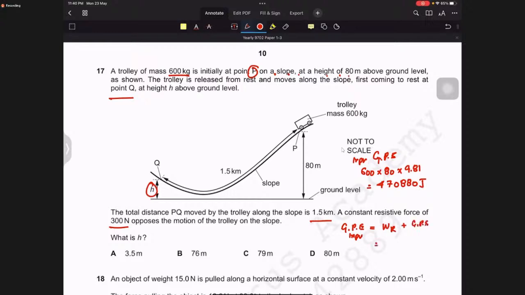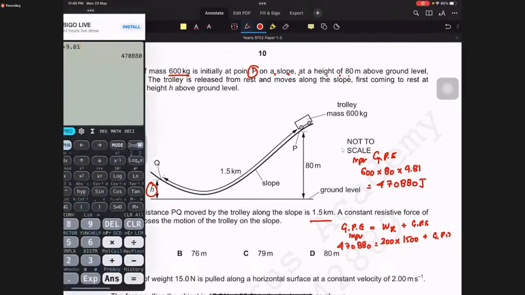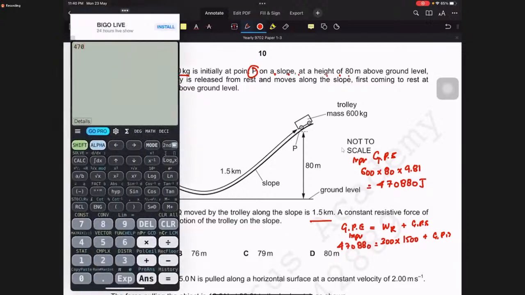So, well, the distance is given. So we have the force times 1.5 kilometer, which is about 1500 meters, plus this is what we need to find, and this is what we have found already. So this is going to be 470,880 minus 300 times 1500, and we got 20880, and then we're going to do mgh again. So we divide this by the mass, which is 300, and then we divide by 9.81.